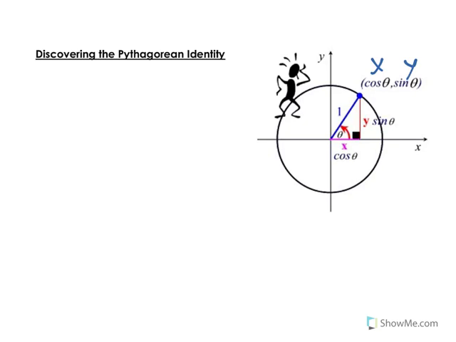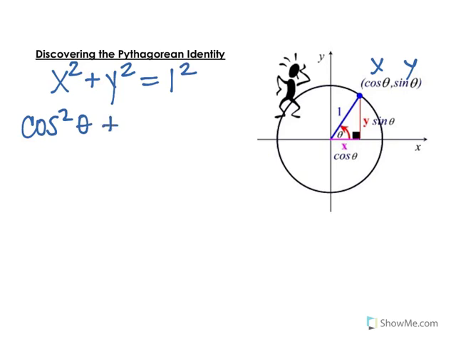So just by using Pythagorean theorem, I know if I square the legs, it's equal to the square of the hypotenuse, or a squared plus b squared equals c squared. So in this case, x squared plus y squared would equal 1 squared. Well, I know x is the same thing as saying cosine. So I could say cosine squared of the angle theta plus y is the same thing as saying sine, so sine squared of the angle theta equals 1 squared, which is just 1. And that is our Pythagorean identity.